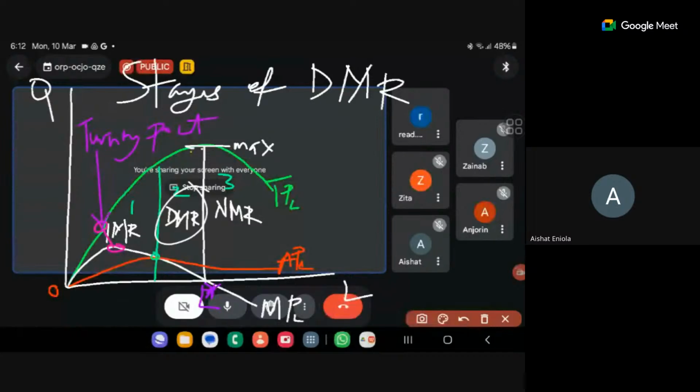Okay, so in stage two, we call it diminishing marginal return. What happens in stage two? You can see that in stage one, as the firm is employing workers, the workers are contributing more and it is increasing. So majorly in the larger part of stage one, productivity is going up in stage one.